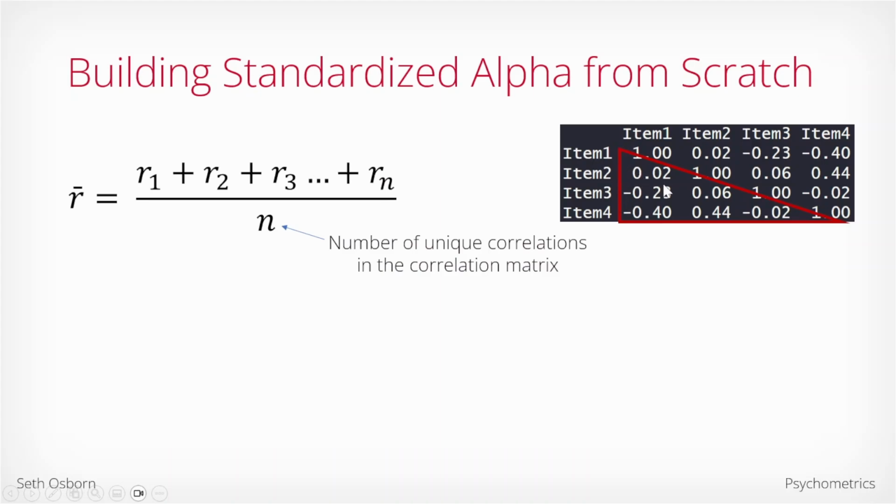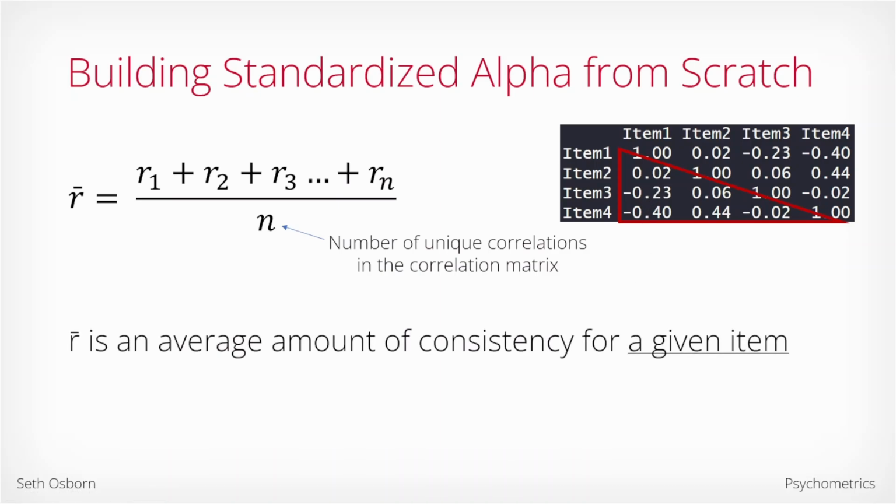So there are actually 6 correlations: 1 with 2, 1 with 3, 1 with 4, 2 with 3, 2 with 4, and 3 with 4. Everything else is a duplicate or a correlation with itself. So these 6 are what we're interested in. We could add up these values and divide by 6, and that would give us the average correlation between items. But what's critical here is that this number, the average inter-item correlation, gives us the average amount of consistency for a given item, a single given item.